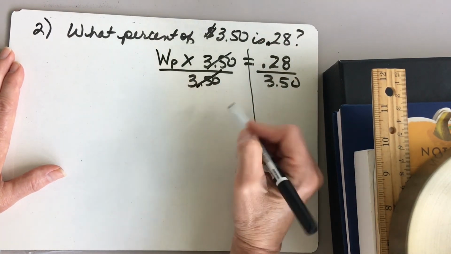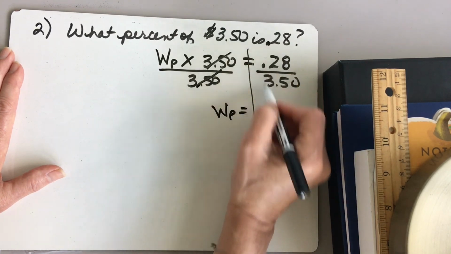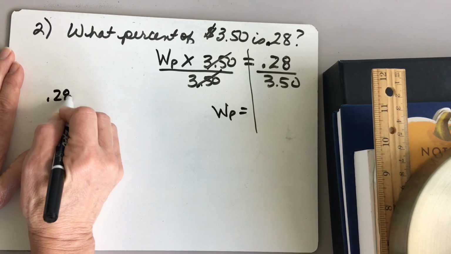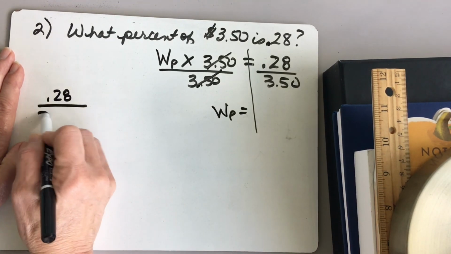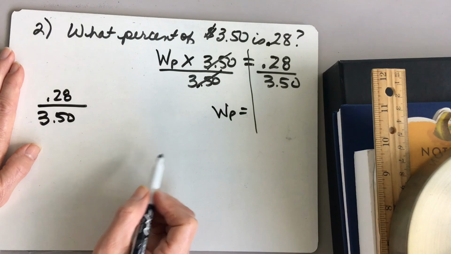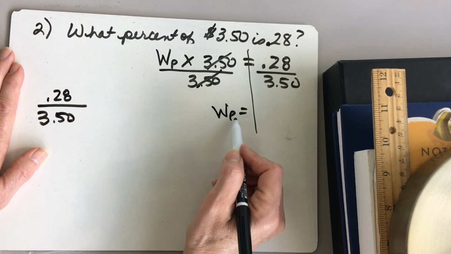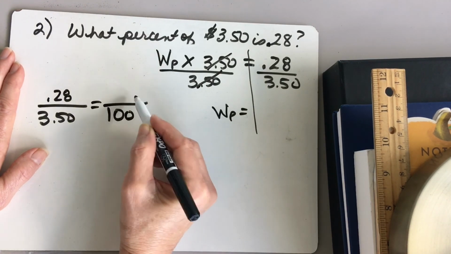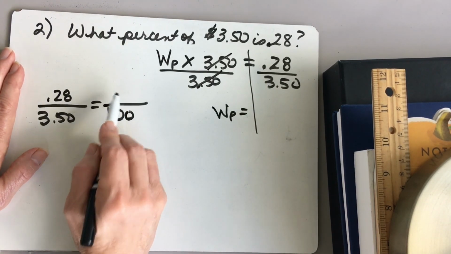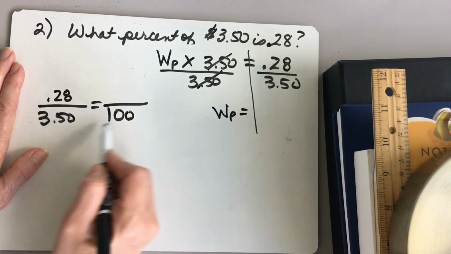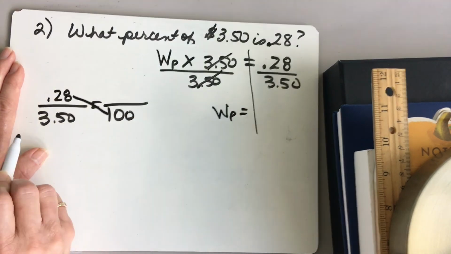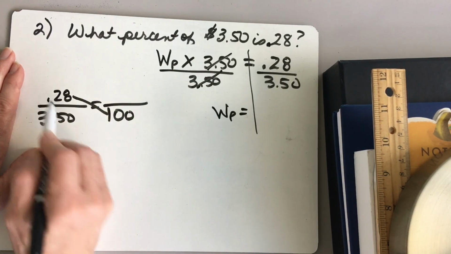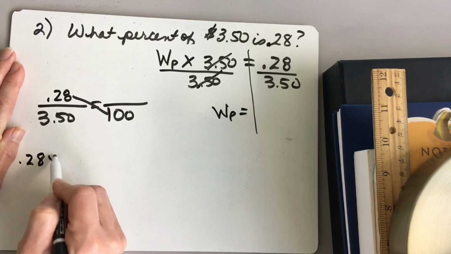This crosses out. We're left with WP is equal to, and then we have this lovely fraction here. I'm just going to leave it like it is rather than try to reduce, although you could reduce if you wanted to. Remember, we're looking for a percent, and anything over 100 is percent, so we're looking for that top number. We can't divide that into that, so we multiply diagonally. 0.28 times 100 is very easy because we have 2 zeros. We just move that decimal back 2.